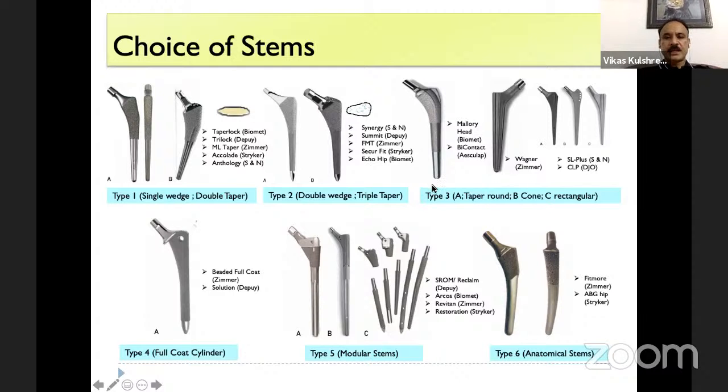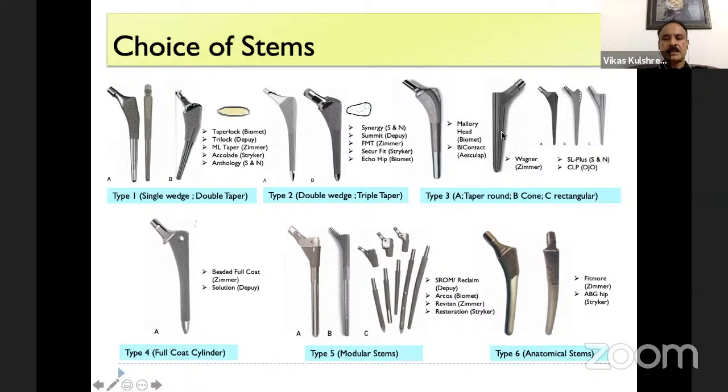The type 3 stems are again taper stems, but they have a metaphyseo-diaphyseal fit. So they are little bulkier stems. The type 3A design is called the round taper. They are the Mallory-Head and the Bicontact. Bicontact of Aesculap is still available in our market. They engage the metaphysis and a part of the diaphysis. So it's a metaphyseo-diaphyseal fit.